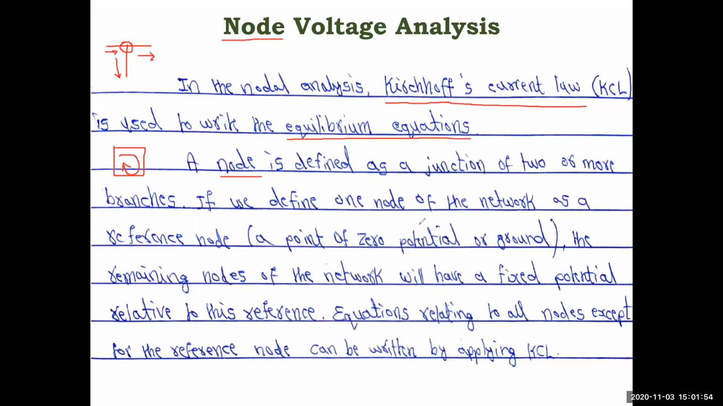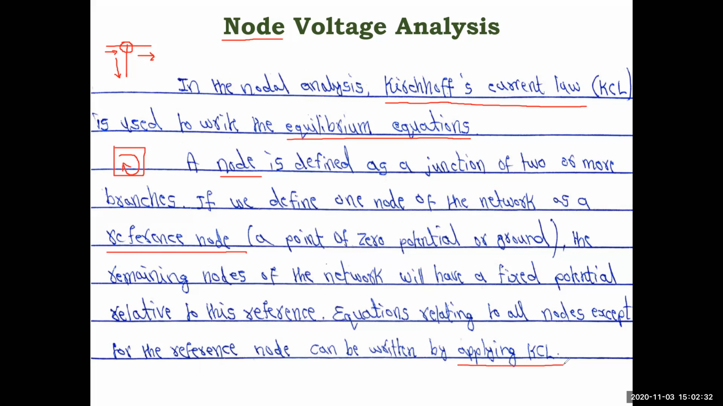We define one node of the network as a reference node. If you have four nodes in a network, we take one of the nodes as the reference node. It is at ground potential, zero potential, and for the remaining three nodes we write the equilibrium equations, which we call node equations. The remaining nodes of the network will have a fixed potential relative to this reference. So equations relating to all nodes except the reference node can be written by applying KCL.